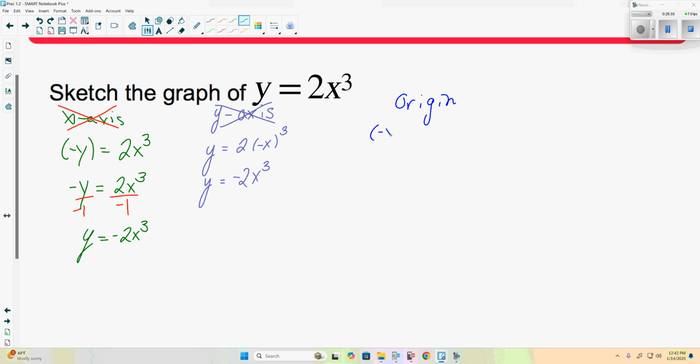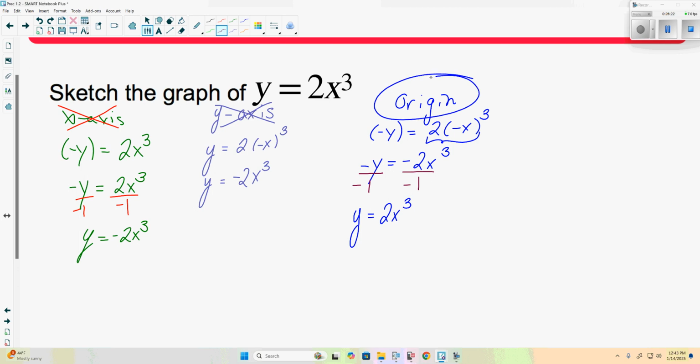Now this one here, we replace y with negative y, and we're going to replace x with negative x. Now here, negative y is equal to, as we just saw, 2 times negative x to the third power, which becomes negative 2x cubed. Now, if we want to make the y positive, we can divide by this negative 1. Because negative y divided by negative 1 is y. Negative 2x cubed divided by negative 1 is 2x cubed. Is this the equation we started with? Yes. So it means y equals 2x cubed is symmetric with respect to the origin. Because what it's saying is that the point x comma y is a solution, and the point negative x comma negative y is a solution on this graph.